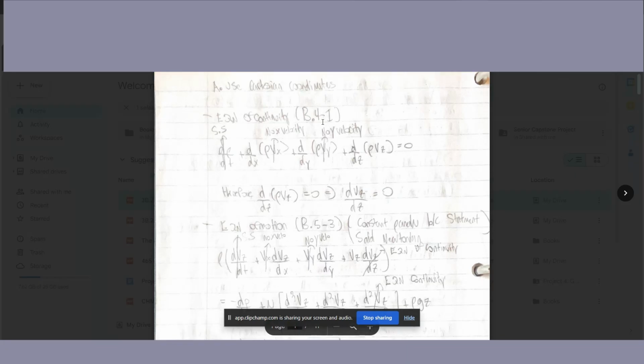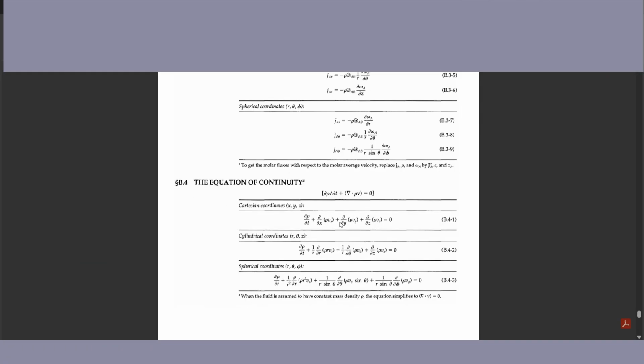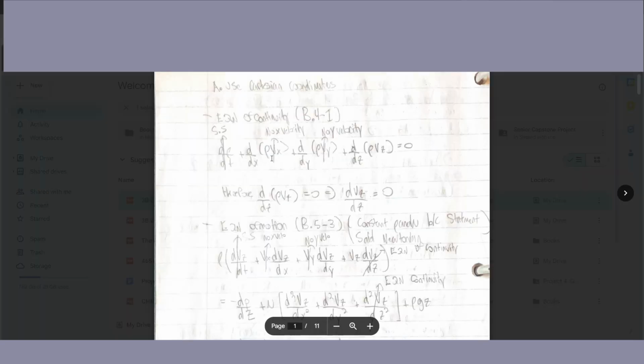All right, so we're going to use Cartesian coordinates, the equation of continuity, B.4-1. So that's this equation, right here. Eliminate this because it's steady state, eliminate Vx because there's no velocity in the x direction, eliminate Vy because there's no velocity in the y direction, and you get d/dz (rho vz) equals 0. So this expression equals 0, and vz doesn't depend on z. That's what you get from that equation.